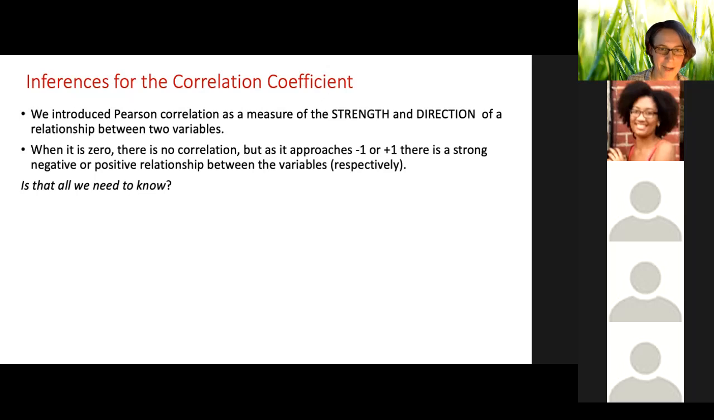So why do I need to do more? Why can't I conclude from my sample correlation coefficient that it's also true for the population as a whole? Do you need to know? So yeah, Allison, go ahead. Sorry, Camille. Do you need to know the standard error? Yeah, so right, absolutely.